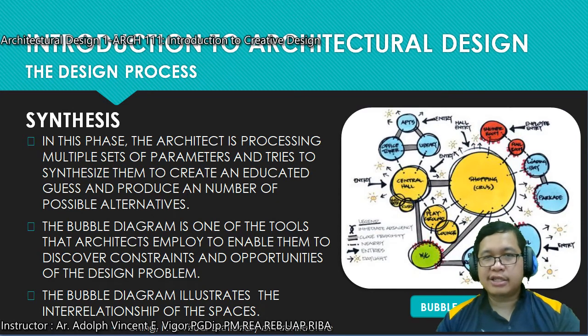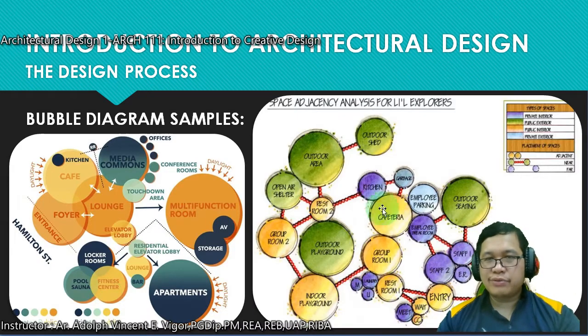So in synthesis, in this process phase, the architect is processing multiple sets of parameters and tries to synthesize them to create an educated guess and produce a number of possible alternatives. The bubble diagram is one of the tools that architects employ to enable them to discover constraints and opportunities of the design problem. The bubble diagram illustrates the interrelationship of spaces. So in the bubble diagram, class, you're going to set the interrelationship of spaces, your adjacencies, your connectivities, and at the same time you're going to have basic graphs on how big the spaces will be. But this is not yet detailed.